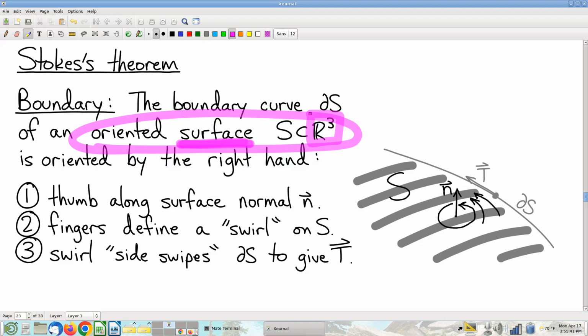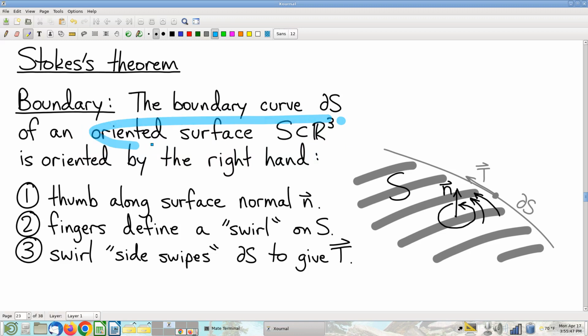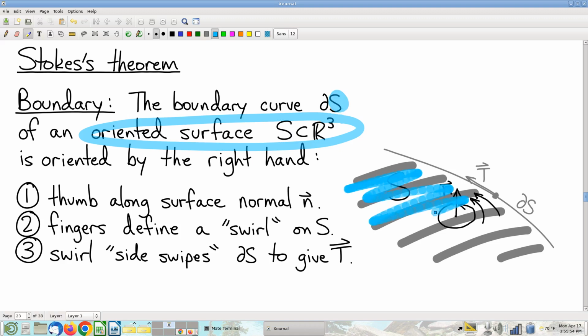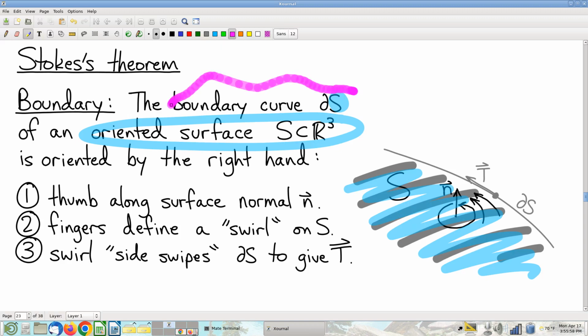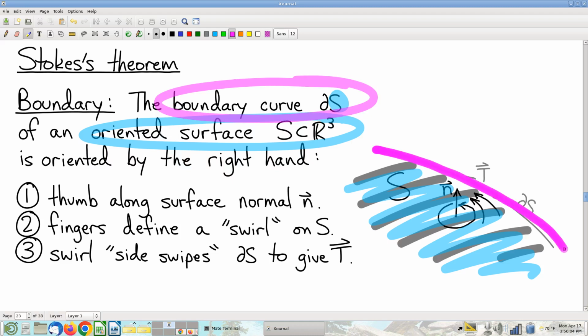All right, so in particular, you know what? I regret my color choice there. Let me do this in blue. Try this again. We're going to do this in blue. Our surface here. Let's talk about the boundary curve. I don't know why my stylus is so weird. I'm sorry about that. Boundary curve, of course, is that right there.